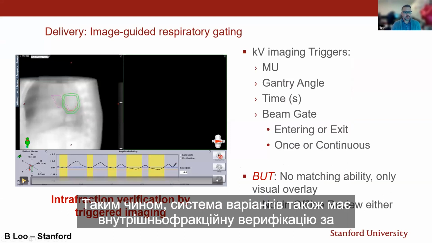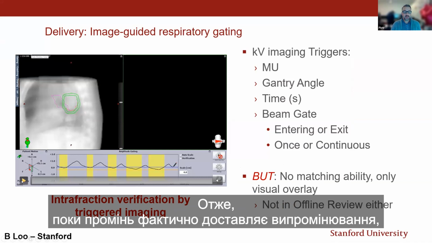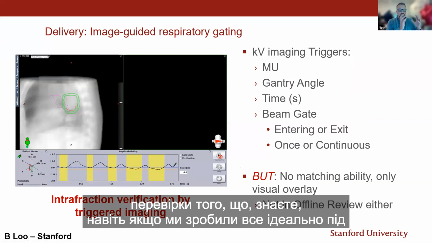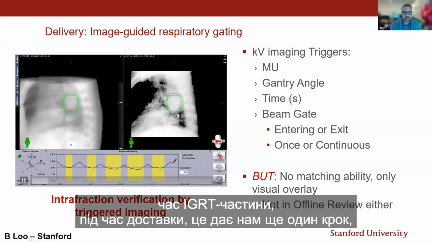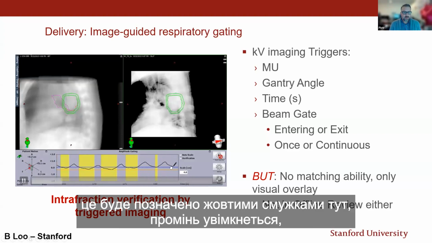So the Varian system also has intrafraction verification by imaging. It's quite nice. While the beam is actually delivering radiation, we can take triggered images, which we can use to verify that, even if we did everything perfectly during the IGRT portion, during delivery this gives us one more step where we can verify when the beam turns on. This is denoted by the yellow bars here.